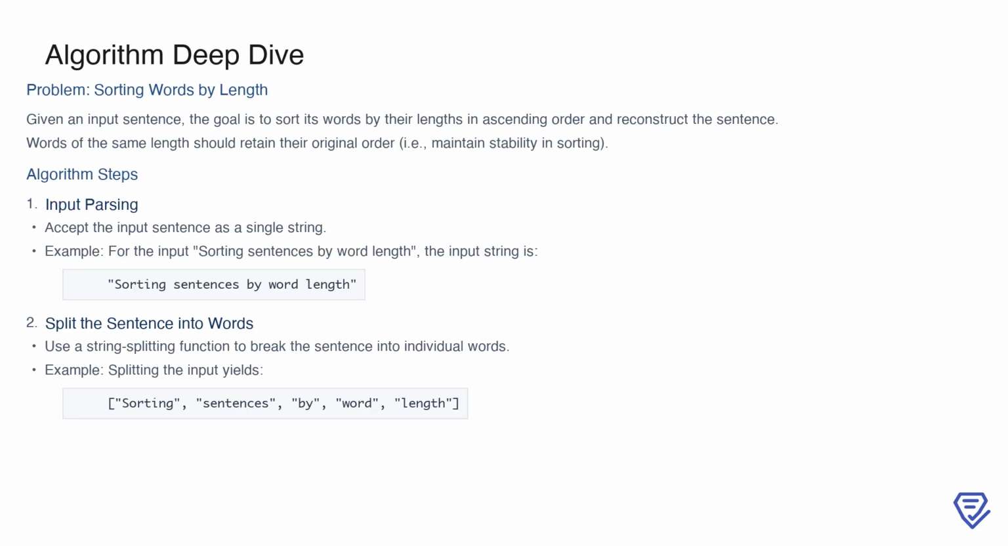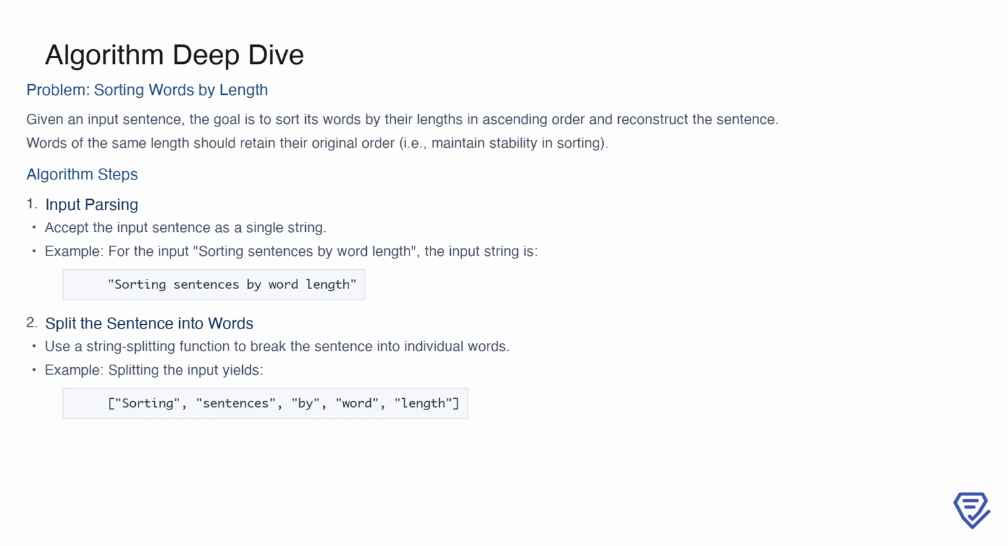The goal of this problem is to take an input sentence and rearrange its words so that they are sorted by length in ascending order. Additionally, if two words have the same length, they should appear in the same order as they do in the original sentence. This is called maintaining the stability of the sort.